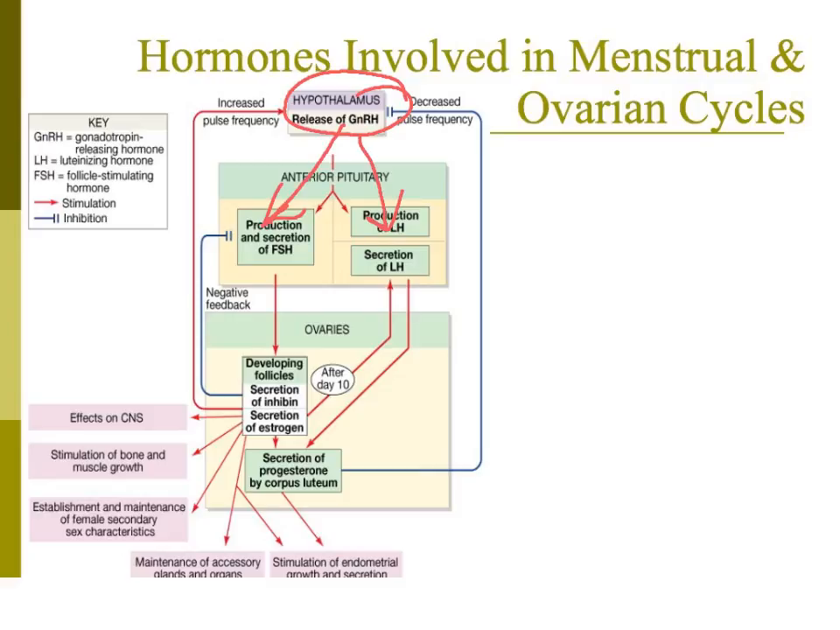FSH actually does what it says it does in the female side, so it's follicle stimulating hormone, and you'll notice that it stimulates the developing follicles to move from that primordial follicle that we talked about all the way through those stages: primary follicle, secondary follicle, tertiary follicle. It also will stimulate the ovaries to produce estrogen. LH is going to stimulate the secretion of progesterone by the corpus luteum. So those are the important things.